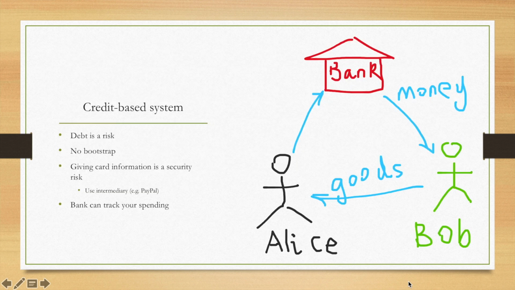The first mechanism is called a credit-based system. When Alice wants to buy goods from Bob, Alice just tells the bank, and the bank will send money to Bob. Then Bob can give the goods to Alice. Alice didn't spend anything beforehand, but the bank will deduct her money afterwards. So this means that Alice owes a credit to the bank. In such a system, the debt that Alice owes to the bank is a risk.